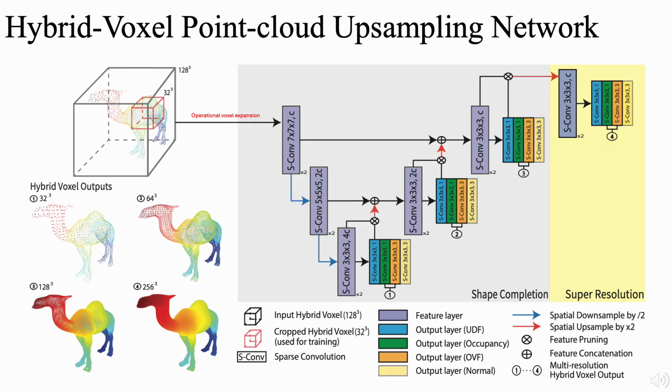Our network takes 4-channel hybrid voxel as input, expanding the receptive field through operational voxel expansion, and outputs 8-channel sparse tensor. The outputs include, first, 3-channel unsigned distance field for implicit geometry learning and voxel pruning. Second, 1-channel occupancy for binary indication whether each voxel is occupied or not. Third, 3-channel offset vector field to provide sub-voxel precision and implicit learning. And lastly, 3-channel normal vectors for surface orientation learning and surface reconstruction.